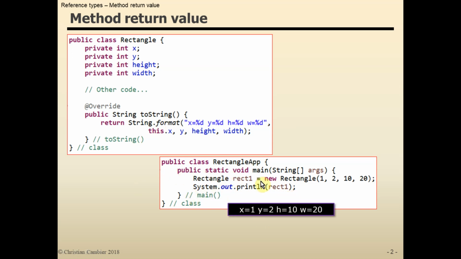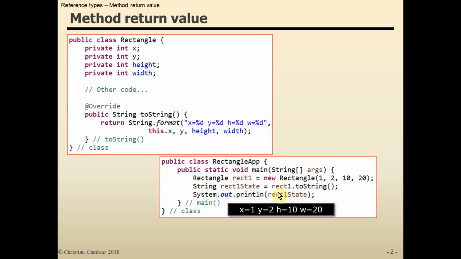Now, the client code I illustrate here uses a compact notation. To explain what happens under the hood, I'll use a more extended syntax that looks like this. Here in the client class, the toString method is explicitly called on the rect1 object reference. The return value is assigned to a temporary variable rect1State, which is then printed out. The result will be exactly the same, but things should be clearer when I explain it using this extended syntax.